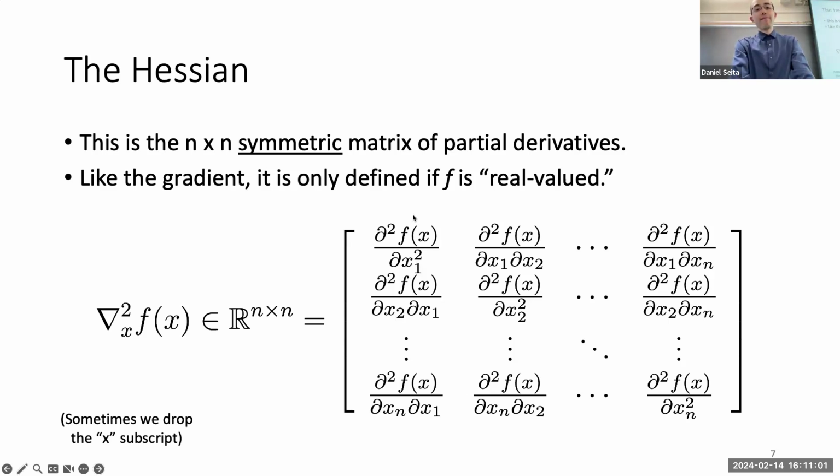So you have our function f. It's a vector valued function that goes from n dimensions to one dimension. This first entry is you taking the derivative with respect to x1, but doing it twice. And then here is the partial derivative with respect to x1 times the partial derivative with respect to x2 of the function f. You can kind of see the pattern, right? This row has x1 as the leftmost partial derivative, and then this row has x2, and so on.